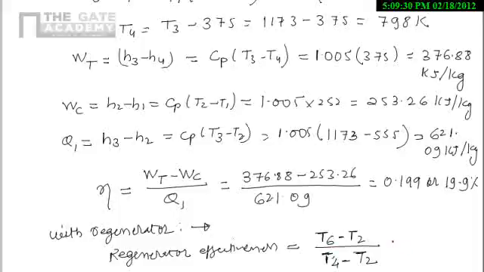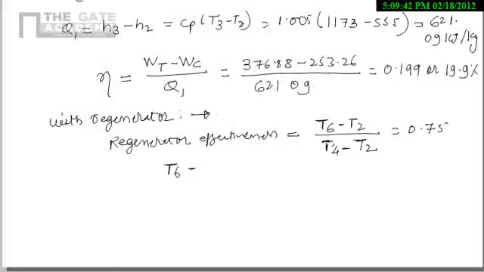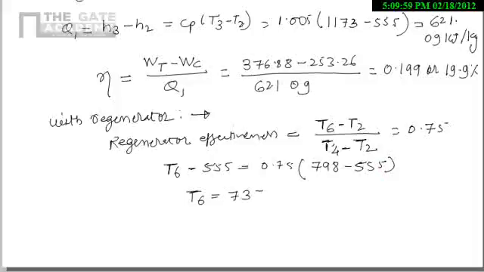So we can get effectiveness. It is mentioned in the problem, it is 75%. So now let's take 0.75. So T6 minus T2, we are having 555, equals 0.75 times T4, I am having 798, minus T2, I am having 555. By this way I can calculate T6, that is coming 737.3 Kelvin.